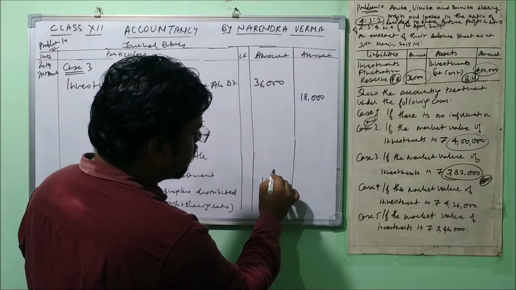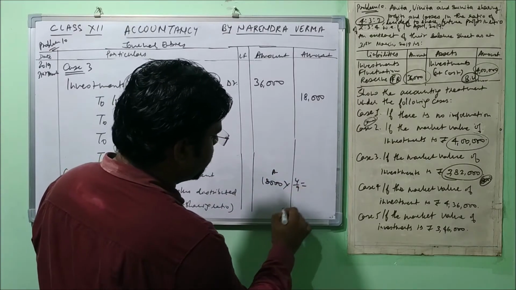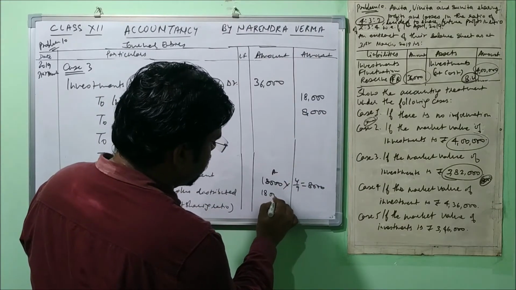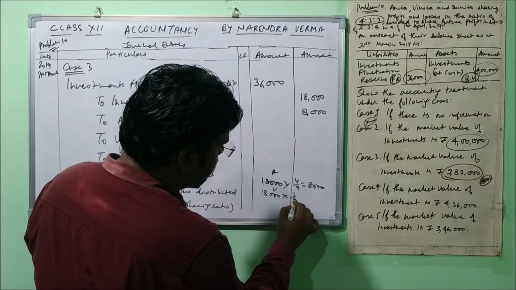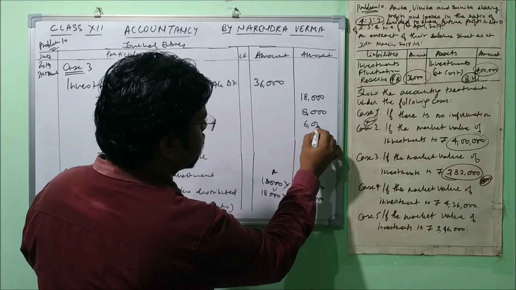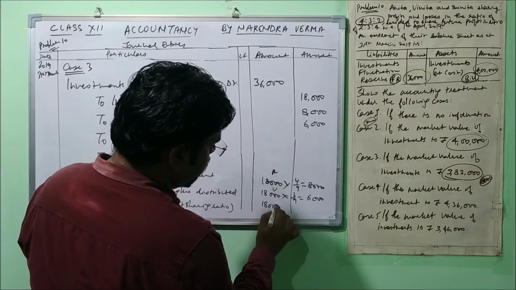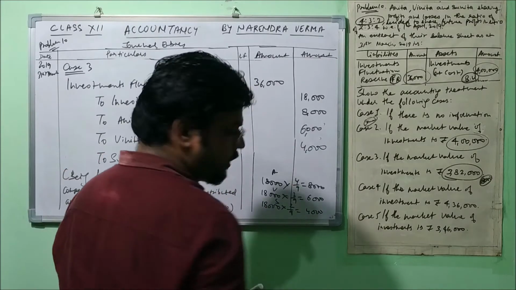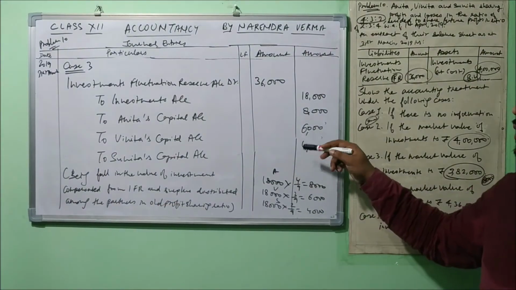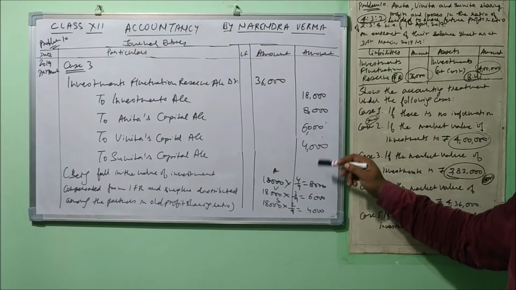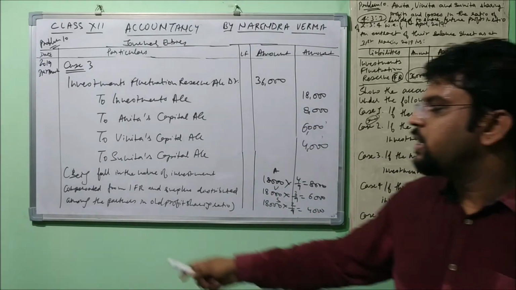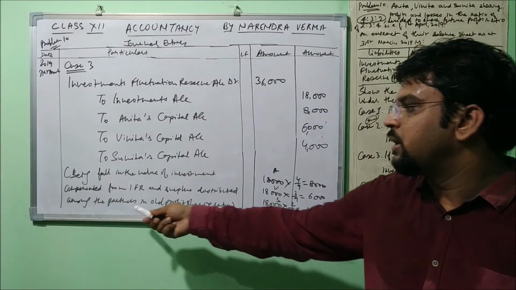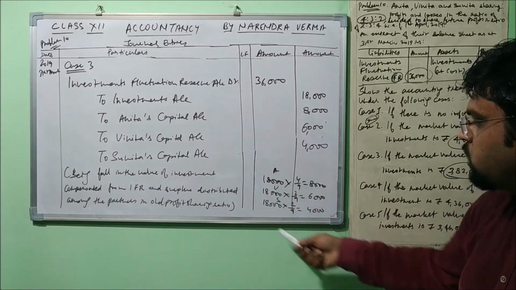First let's calculate for Anita. Her ratio is 4/9, so that is 8,000 she is going to get. Now let's calculate for Vinita. That is 3/9, that is 6,000. Now for Sunita, that is 2/9, that is 4,000. So Anita will get 8,000, Vinita will get 6,000 and Sunita will get 4,000. This will be the entry. We can see the narration: being fall in the value of investment compensated from IFR and surplus distributed among the partners in old profit sharing ratio. This is the way.